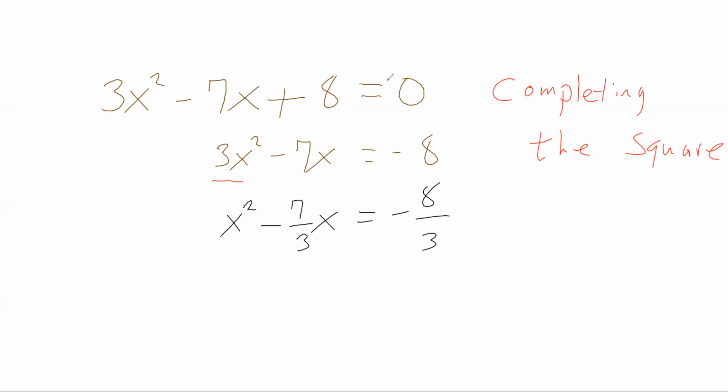So remember the relationship. We had 2n and n squared. The negative 7/3 here is actually the 2n in my relationship. So negative 7/3, the coefficient of the x, once I've got the x squared with the coefficient of 1, is the 2n that we're interested in. It follows that n is half of that, so that would be negative 7/6.